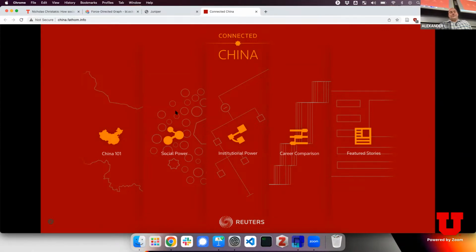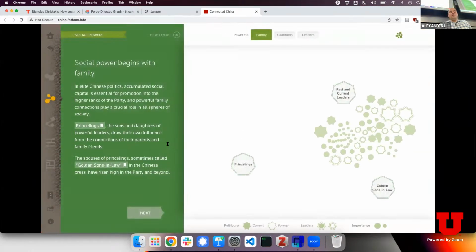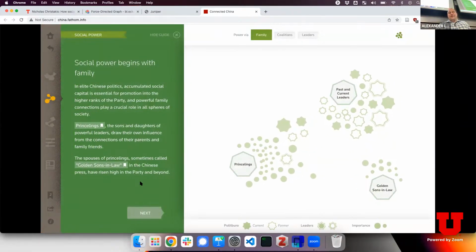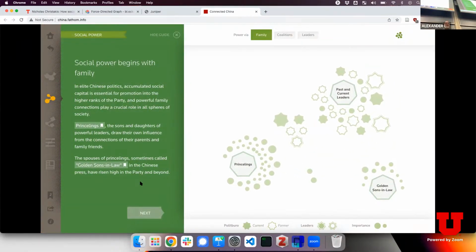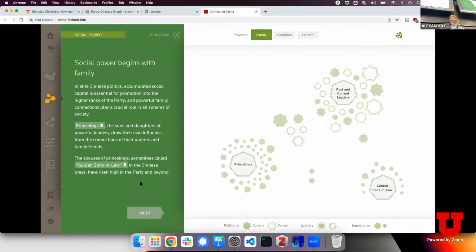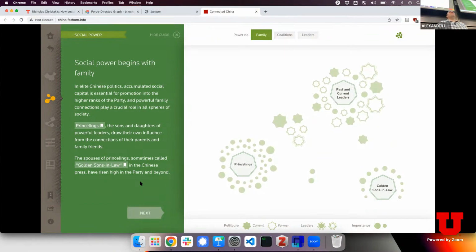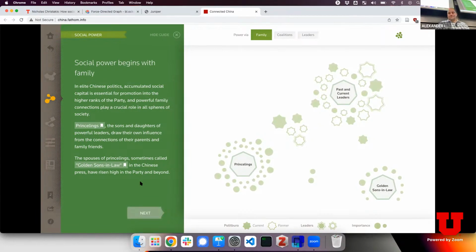I'm going to skip over to China 101. Let's look first at the social power one here. Okay, so what's going on here? What are our nodes? People, yes. Anybody see another node type? I couldn't hear you. Status. Yeah, so status, or maybe a categorical property, right? And these are the big nodes. And how do we know who is a princeling and who is a leader?